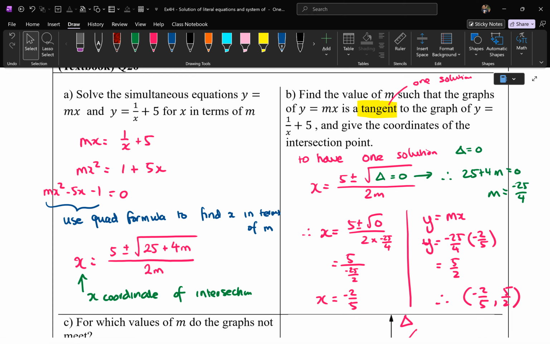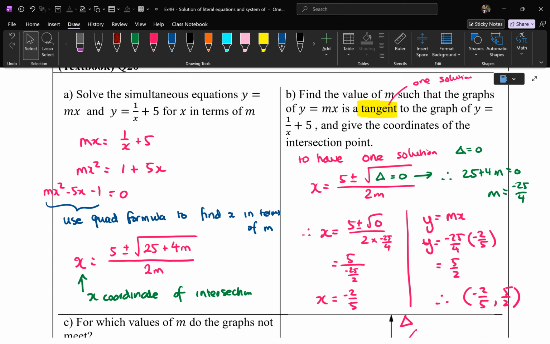So you're saying square root of 0, as long as that equals 0, you only get one answer. So I said, all right, well that means 25 plus 4m, which is inside the square root, has to equal 0, and that means m has to be negative 25 on 4. If that's the case, this one I know is going to be 0. There's no point subbing it in. It'll be 5 plus minus 0 divided by 2 times m, so negative 25 on 4. Do a bit of fractions division, or on your CAS. You should get negative 2 on 5. That's the x coordinate of the intersection.